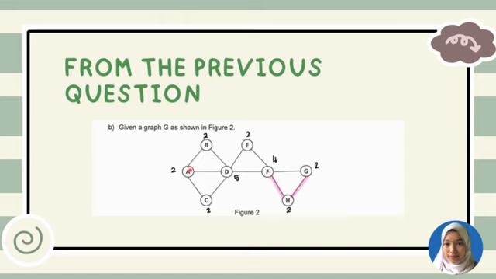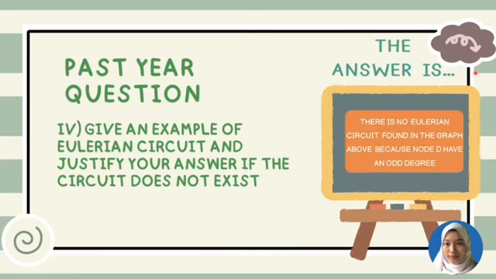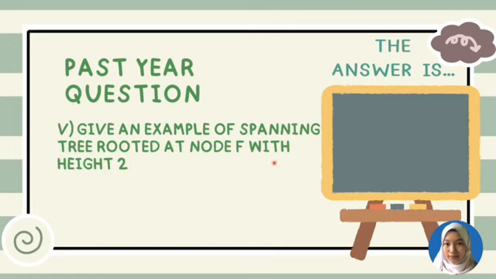So here we can see that D is an odd number, which automatically means the Eulerian circuit does not exist because it has an odd degree here, since an Eulerian circuit needs all of them to be even. So the answer here is there is no Eulerian circuit in the graph above because it has an odd degree. Now the last question: give an example of a spanning tree rooted at node F with height 2.